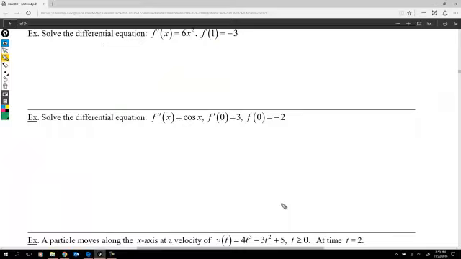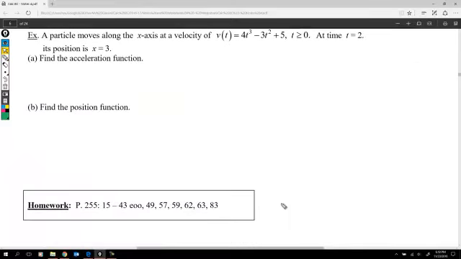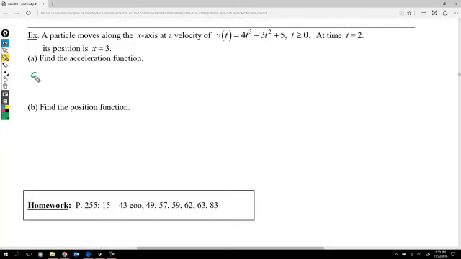All right, last part. Now I'm given velocity, I want to find acceleration and position. Now I can do this. So remember, acceleration is the derivative of velocity. So I'm just going to take the derivative, and so I get 12t squared minus 6t, and I'm done. Okay, that's my acceleration. Now position is a little bit more involved.